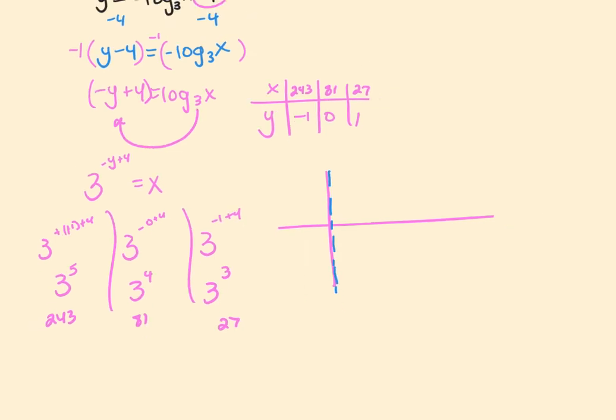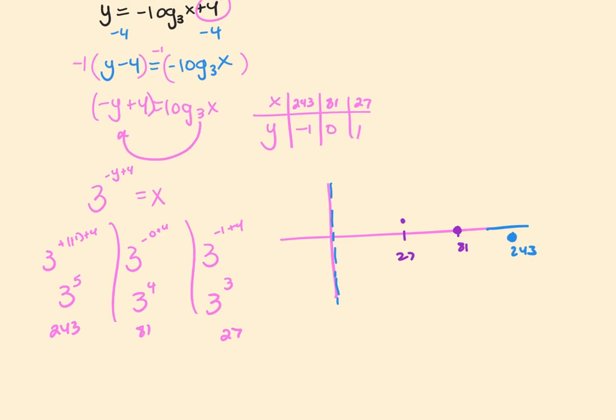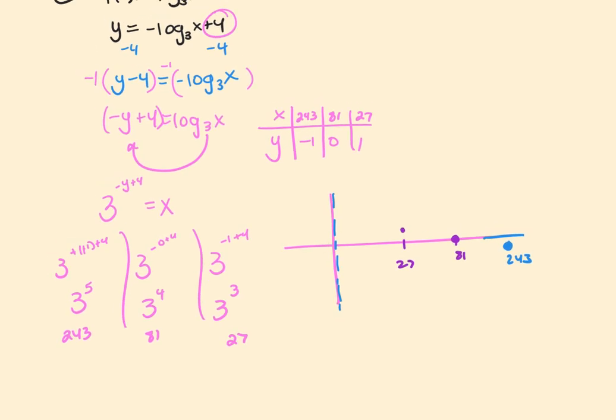So obviously I wouldn't expect you to graph 243. 243 would be at negative 1. And then 81 would be at 0. And then 27 would be at positive 1. And you could plug in more points. I would need to plug in points to the left, so I would do negative 2, negative 3, whatever I would need. Or you could just know that your curve is going to hug the vertical asymptote and point down to the right.